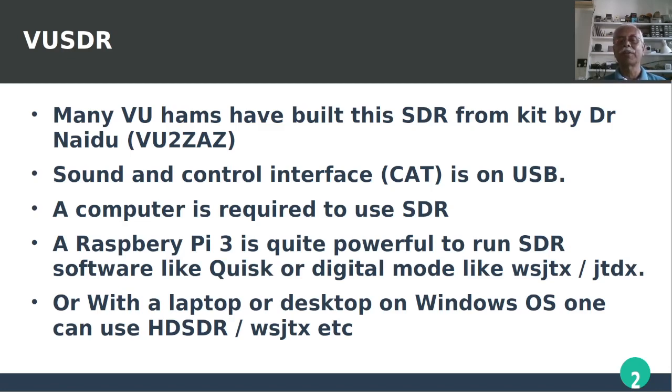Sound and control interfaces are on USB port. You require a computer to access this, to use this SDR. We found that Raspberry Pi version 3 is quite powerful to run some SDR software like Quisk or digital modes like WSJT-X or GTDX. Or you can run with a laptop or desktop on Windows OS also, or Linux OS.